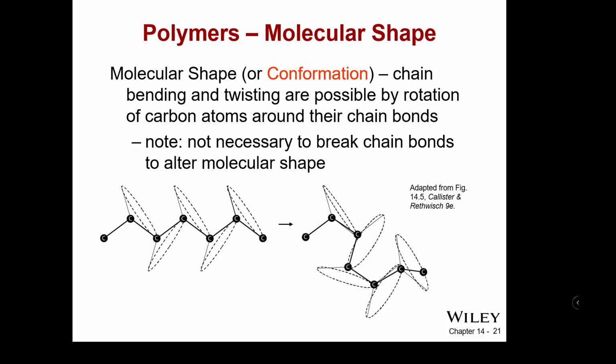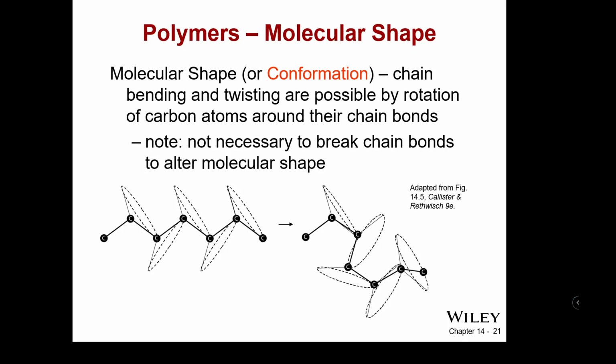So they can have bond stretching, they can have bond rotation, they can spin around and do all of these things. All of those different ways of moving around are ways that they can store energy by doing all of these things. So you don't need to break chain bonds to alter the molecular shape.